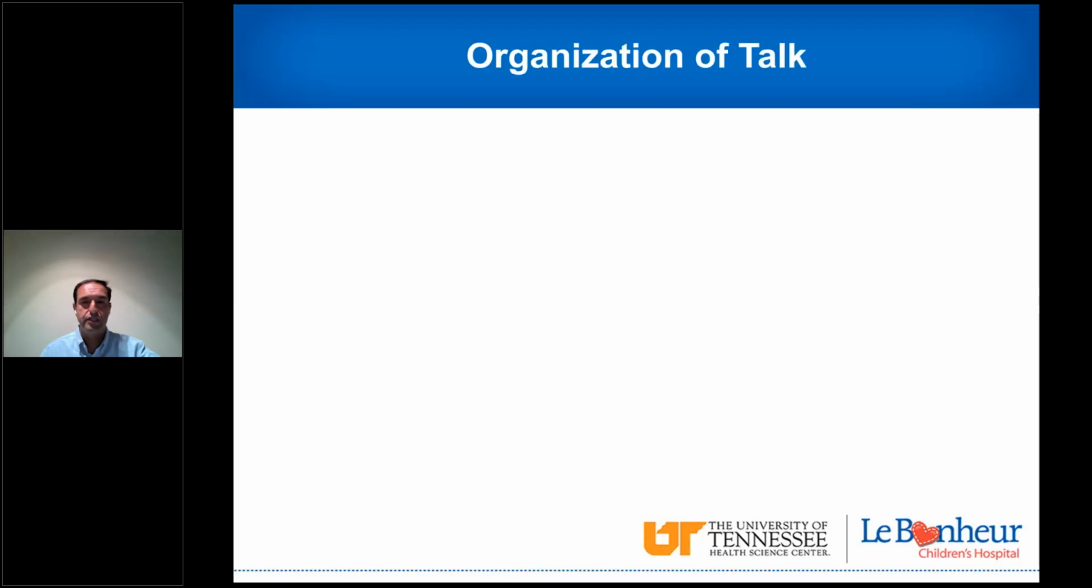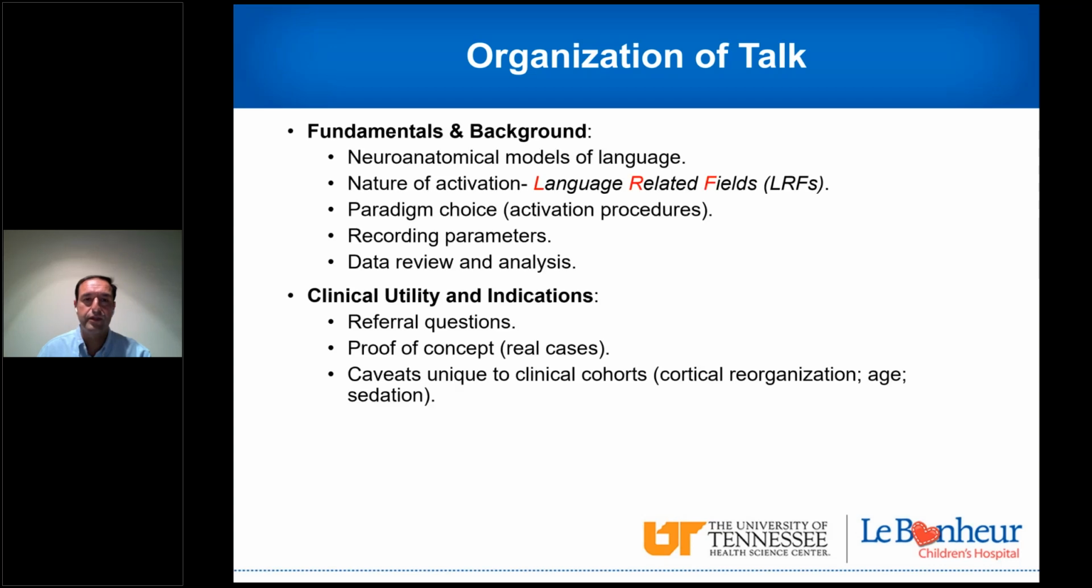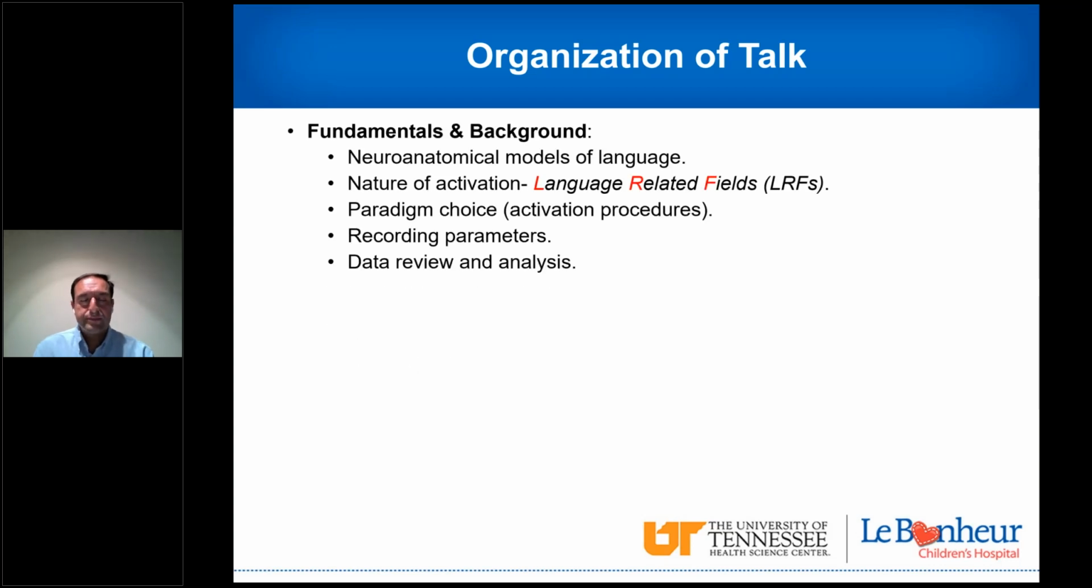So just to give you a brief overview of the organization of the talk, and forgive me if this is somewhat rudimentary for some of our users that might be more experienced, but you know, we'd rather err on the side of caution and be a bit introductory in the way that we organize and present this talk.